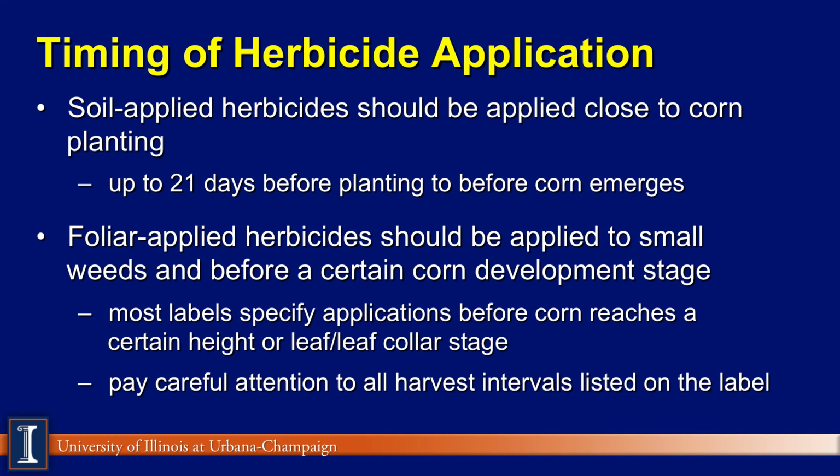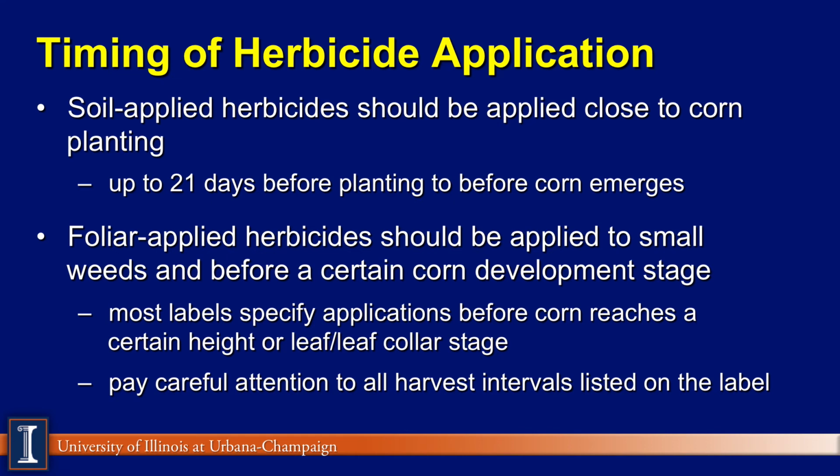For the timing of the herbicide applications, a general rule of thumb with soil-applied herbicides, the closer they're applied to when the corn is planted, the longer you're going to realize weed control throughout the growing season. Many of the products are actually labeled for applications that could take place 30, perhaps even as soon as 45 days before planting, but generally somewhere in the range of up to about 21 days before planting to just about the time before the corn emerges is a very good window to try to make the application.